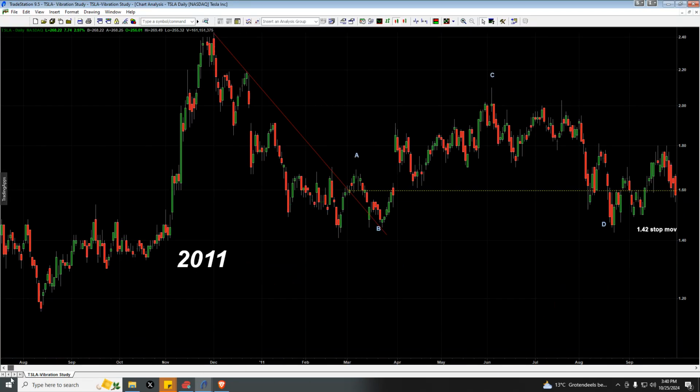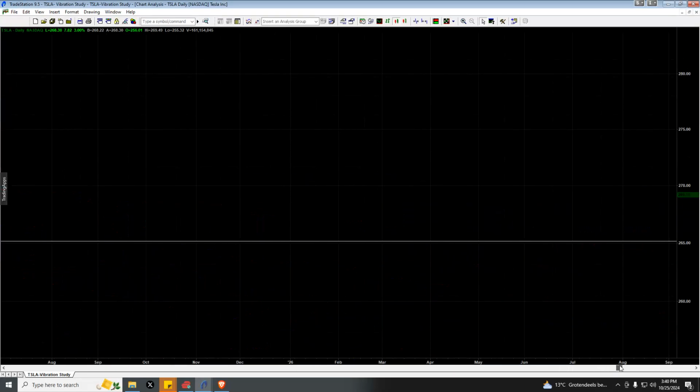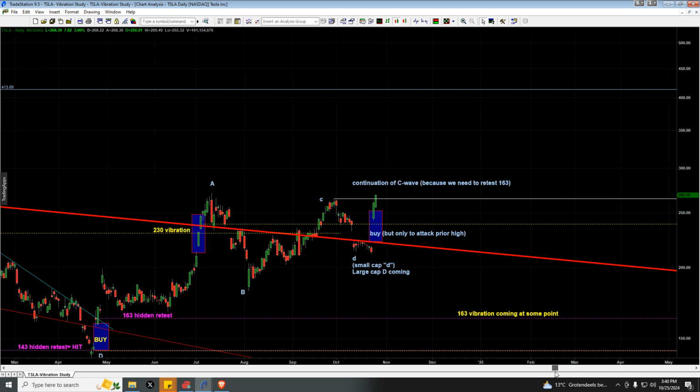I could take you back to the beginning of Tesla, back in 2011, and show you all of the vibration levels, all of the vibration sequences, and how you could have used this, and can use this in the future, to invest in companies long-term, or swing trade if you want to go down to like a 60-minute or a 2-hour time frame or whatever. But I want to show you guys something here that's kind of interesting with respect to Tesla.